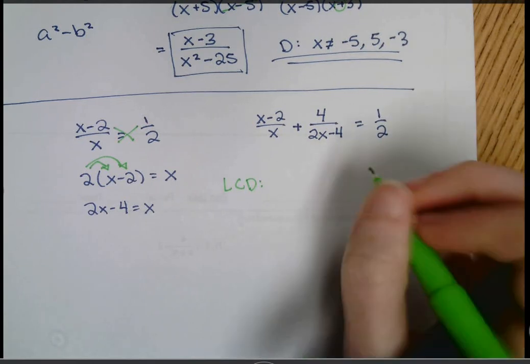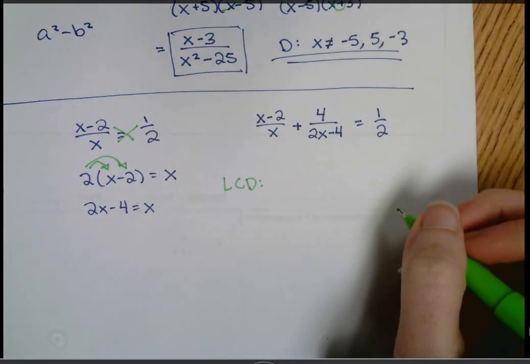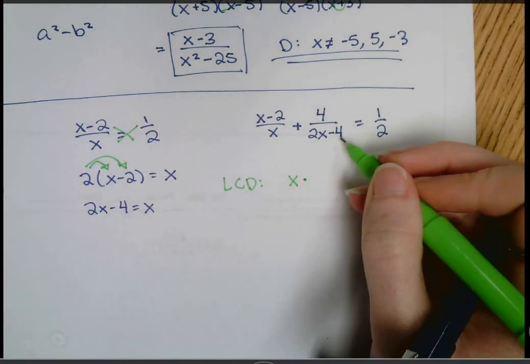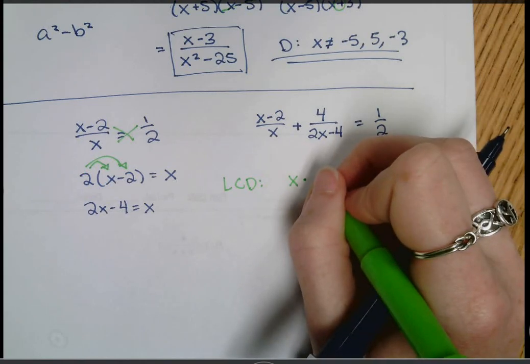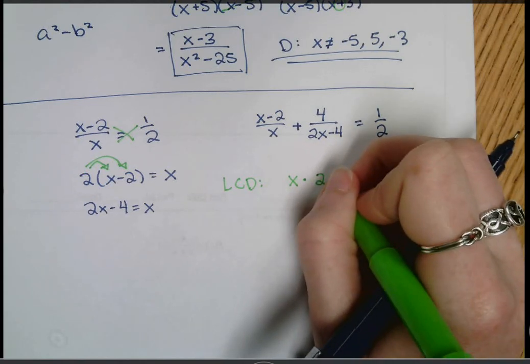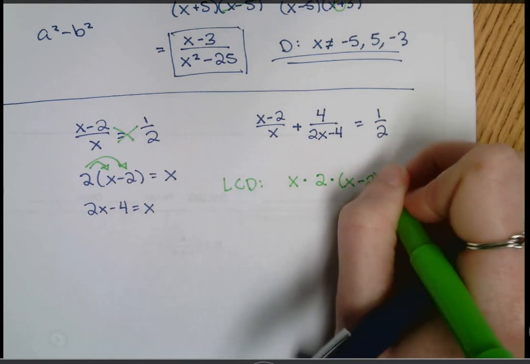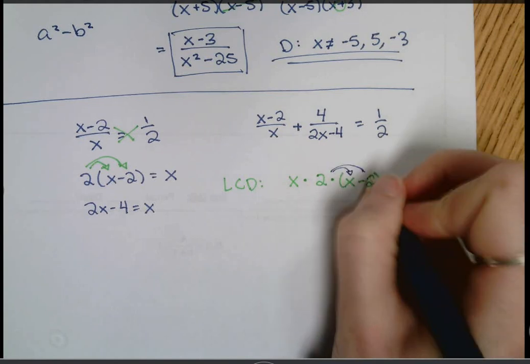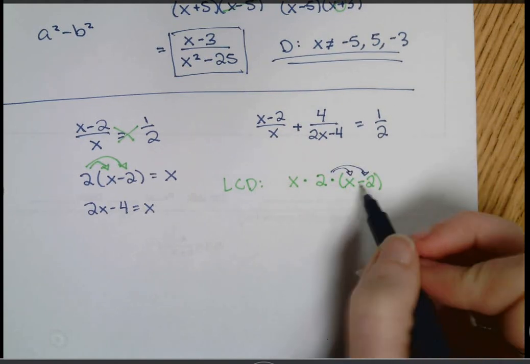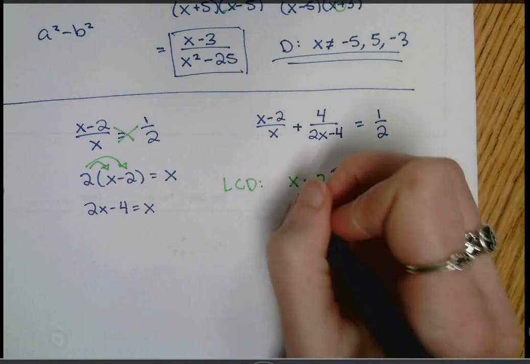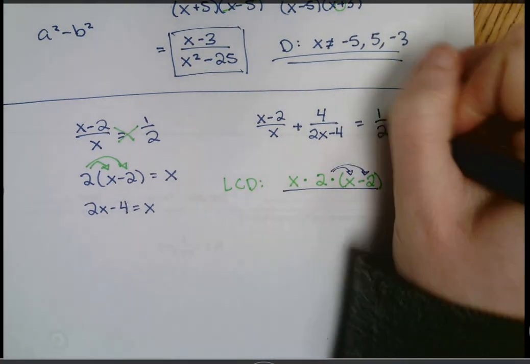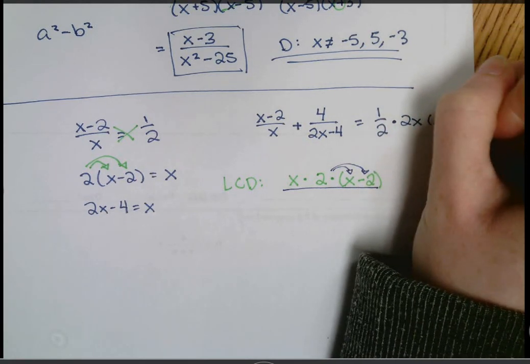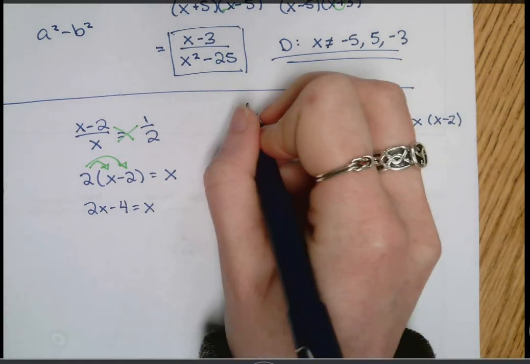So my least common denominator, well, this is an x, so I need to have an x in there. I have a 2x minus 4. Well, 2x minus 4 is the same as 2 times x minus 2. So what I did here was I took this and I factored a 2 out, because if you think about me distributing this, I would be back at 2x minus 4. So this is going to be my lowest common denominator. What I'll do is I'll multiply both sides by it. 2x times x minus 2 over here.